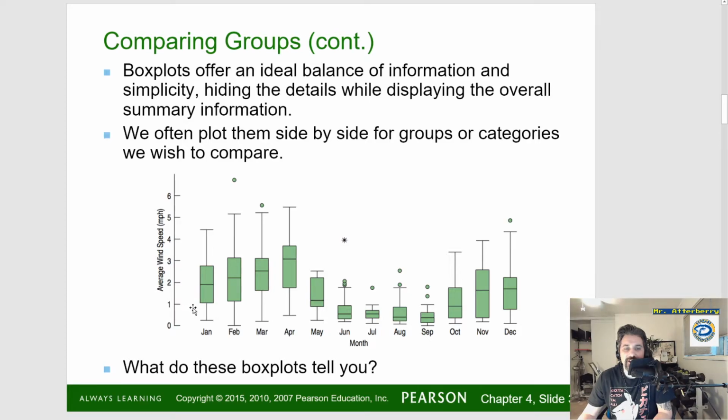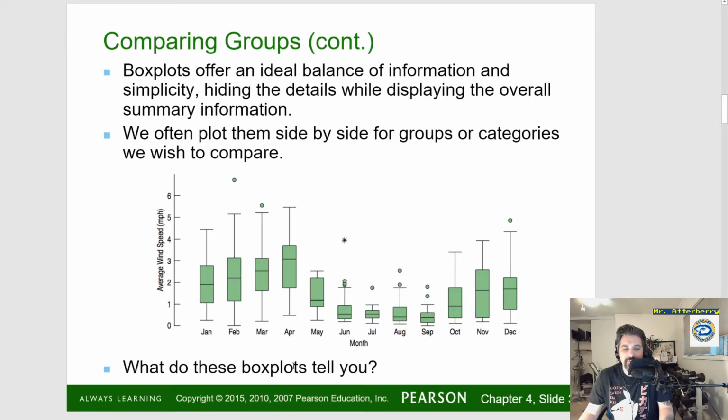From January through April, the median and most of the values were increasing. But once it got to May, it dropped off, and then June through September, the data is really close together. It means all your data is really close together. So in July, there wasn't a lot of wind at all. In August, it picked back up. In September, it dropped back off.